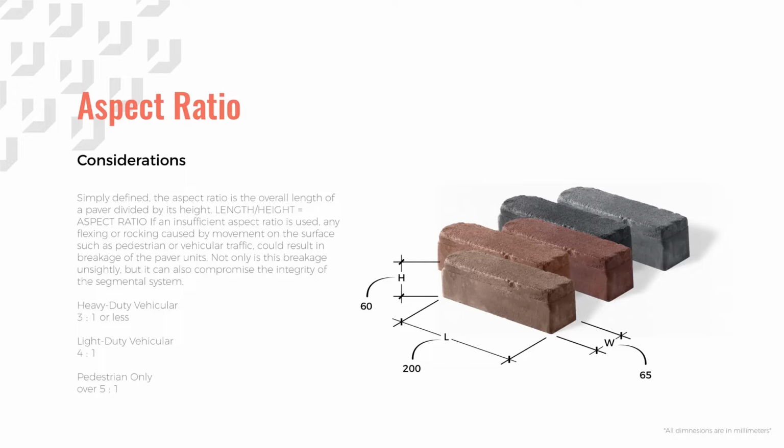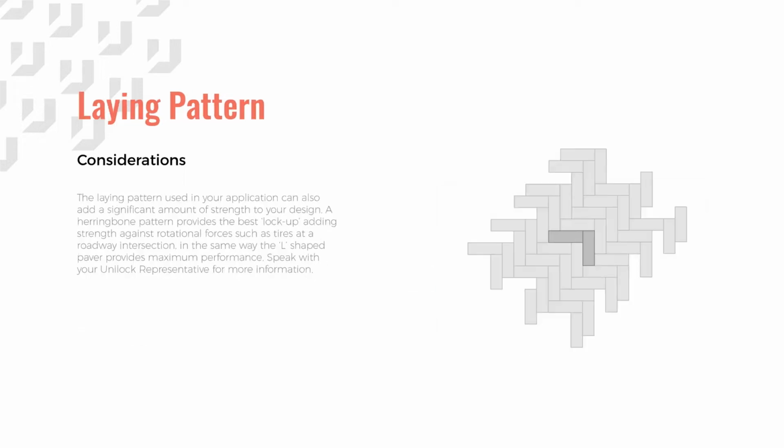As a general rule, for heavy vehicular loading, a 3:1 aspect ratio should be maintained. For light vehicular loading, a 4:1 aspect ratio should be adhered to, and all other paving sizes are considered pedestrian only. Laying pattern is equally important to aspect ratio.